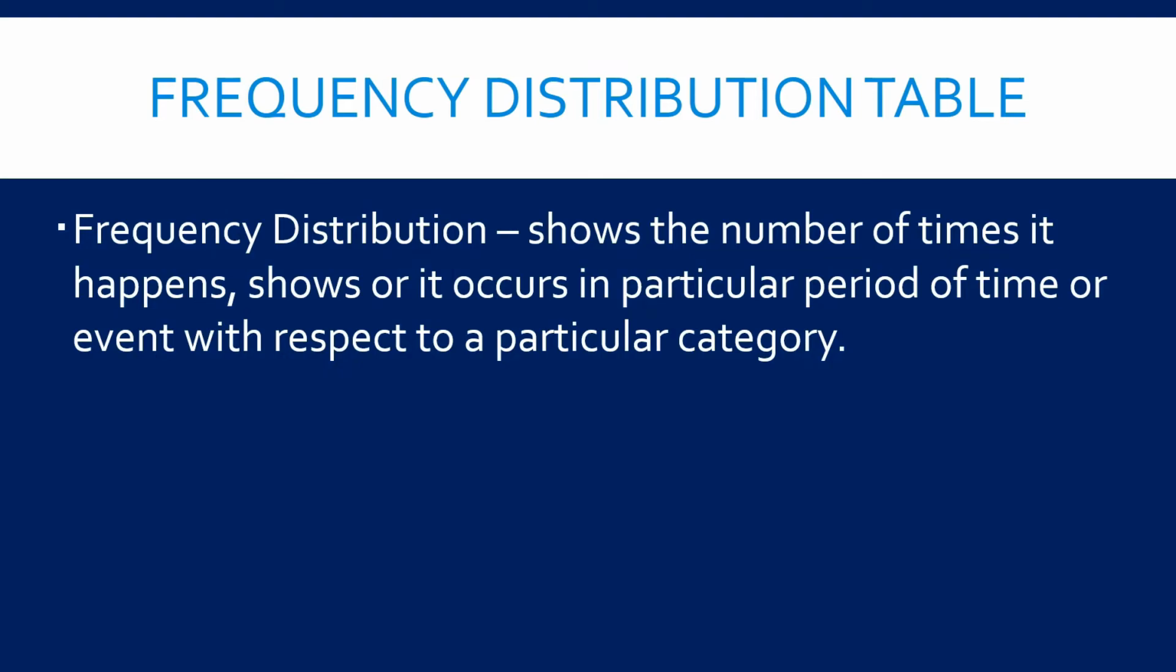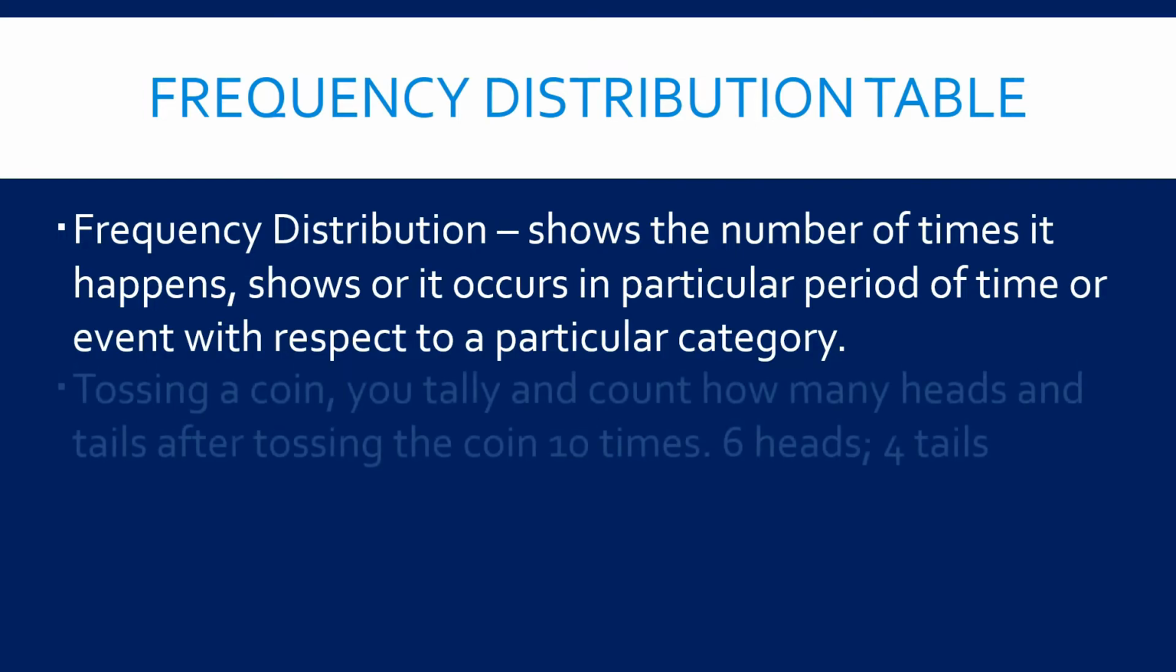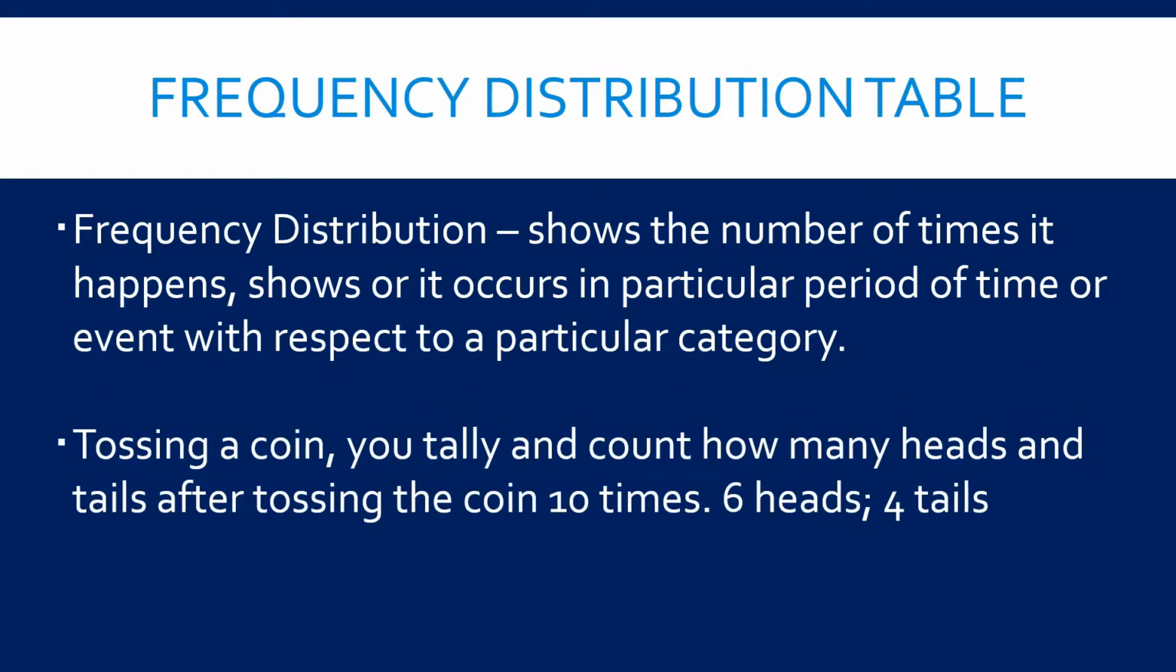Frequency distribution shows the number of times it happens, or it occurs in a particular period of time or event with respect to a particular category. So, for example, you are tossing a coin. You tally and count how many heads and tails after tossing the coin 10 times. So, for example, this is the result. You have 6 heads and 4 tails. The heads and tails are the categories. The 6 heads, this is the number of times it occurs. So the frequency of heads is 6 and the frequency of tails is 4.